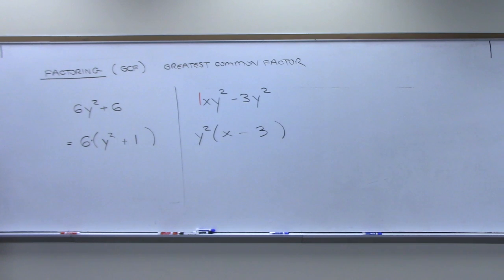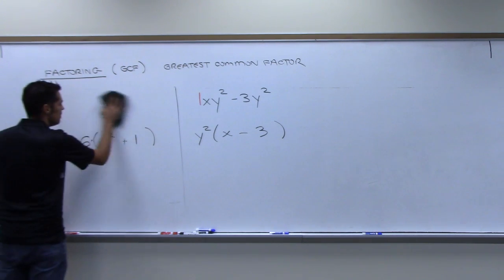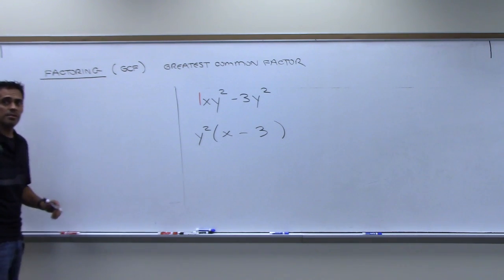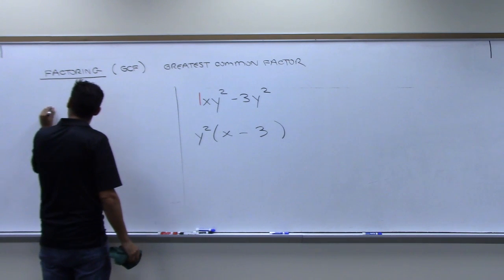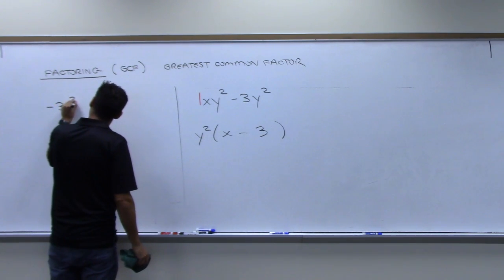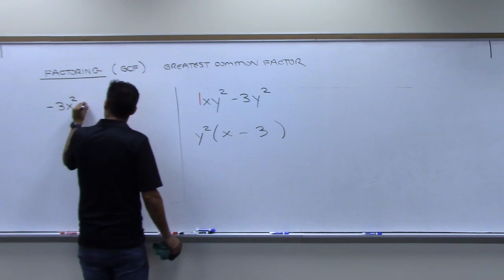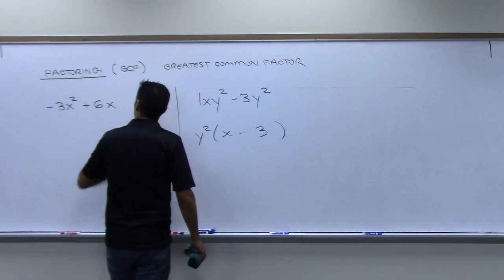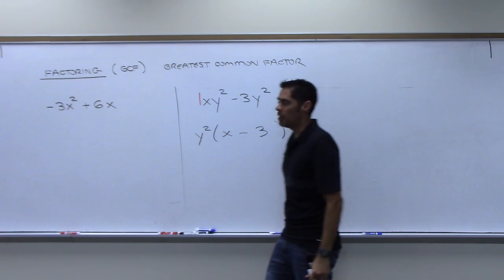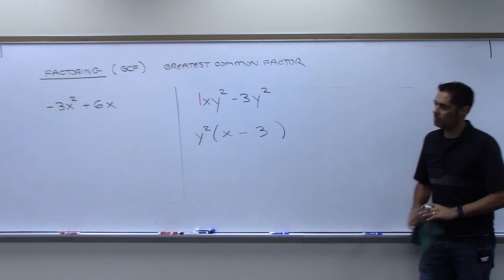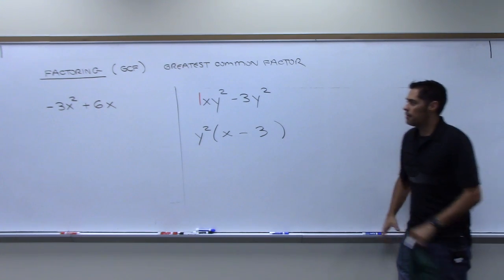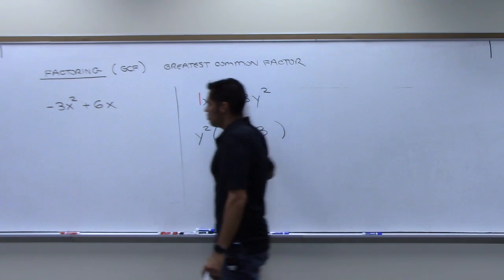All right. Let's look at the next one. I'm going to change the next one a little bit. I'm just going to modify it slightly. I put a negative 3x squared instead of 3x squared. All right, we're going to try and factor this.